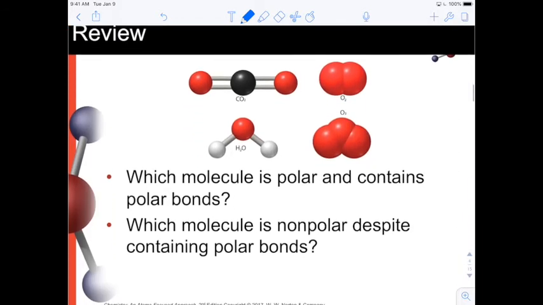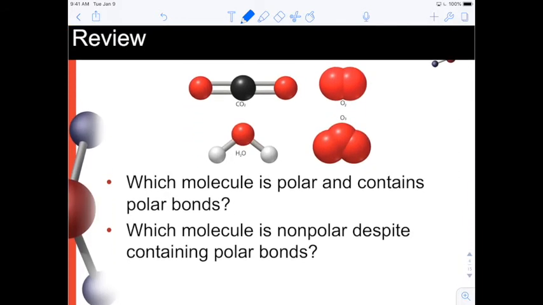So as a review, and I'm going to spend a little time here because this is important, we've got 4 different molecules. We've got carbon dioxide, H2O, oxygen, and ozone. And there are 2 questions underneath these molecules. Which molecule is polar and contains polar bonds? One of those 4 satisfies both those criteria. And which molecule is nonpolar despite containing polar bonds? Which means the other 2 would not have polar bonds and would therefore also not be polar.